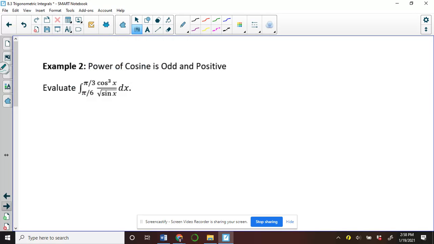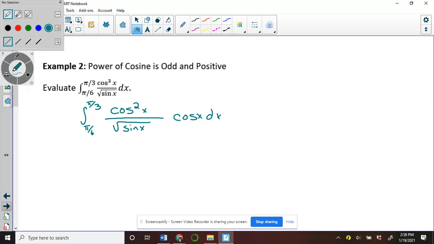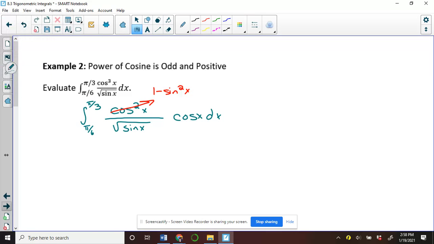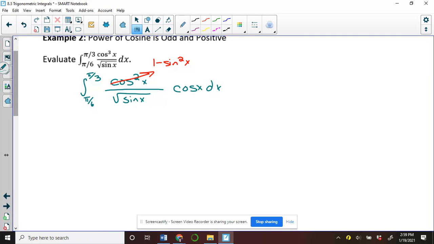Now we're going to look at an odd power of cosine. It's going to be a very similar exercise where we're going to borrow a cosine and pair it to the back. That would leave us with cosine squared of x over the root of sine of x times the singular cosine of x dx. We use our identity and we turn cosine squared into 1 minus sine squared of x using our Pythagorean identity. We will break this up over the denominator, so it will be 1 over root sine x, or sine x to the negative 1/2 minus sine squared over the root of sine would be sine x to the 3/2 power.